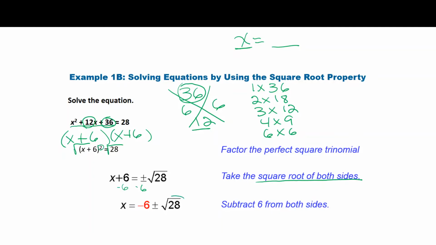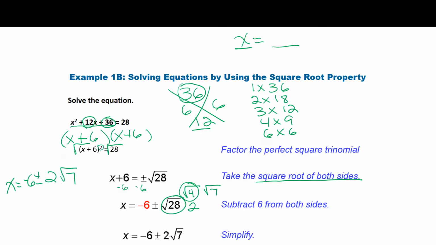Now, let's remember that square root of 28 is actually made up of square root of 4 times square root of 7. Okay, and now we know that square root of 4 is the same as 2. All right, so we have to simplify, and so our answer is x equals negative 6. In case y'all can't see it, I'm going to write it over here. X equals negative 6 plus or minus 2 times the square root of 7. Okay, so it's down here in case you can't see it.